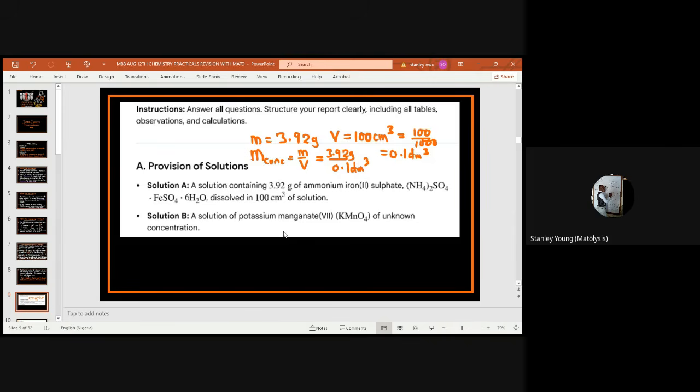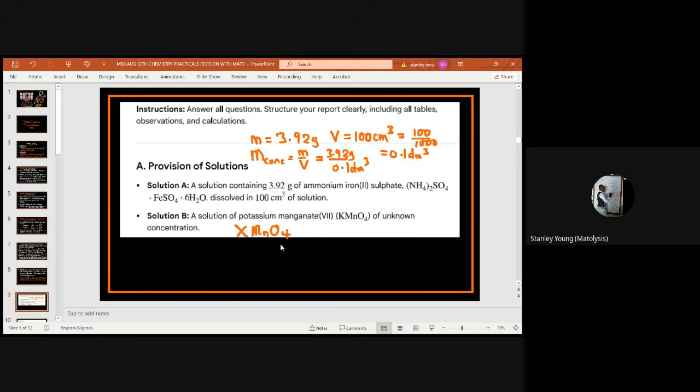Solution B is a solution of potassium permanganate, KMnO4, of unknown concentration. You can tell that this is not a standard solution, it is unknown. So basically, the aim of the experiment is to try to find the unknown concentration. And I said earlier in this video that some questions can intentionally give you the concentration and probably label this KMnO4 as maybe, let's use something like X for the K, then MnO4.